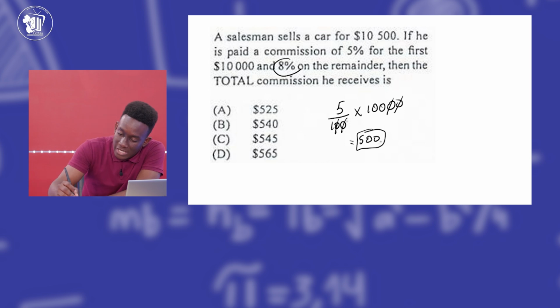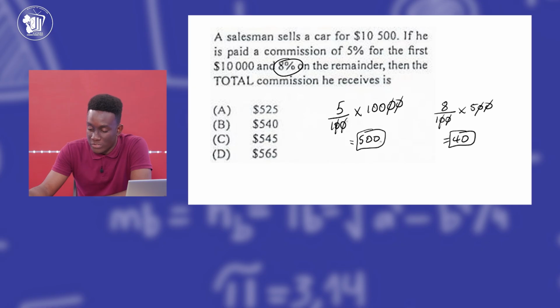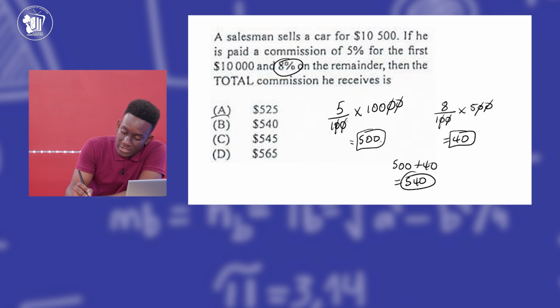And then we see that he's paid 8% for the remainder. So for the remainder, we have 10,500 subtract 10,000, we have a remainder of 500. So it's 8% of 500, so it's 8 over 100 multiplied by 500. This 0 goes with that 0, this 0 goes with that 0. 8 times 5 is 40. So this is the amount of commission he will make for the remainder of the 10,500. So the total commission he will receive will be 500 plus 40, which would be $540, which is simply B as the answer.